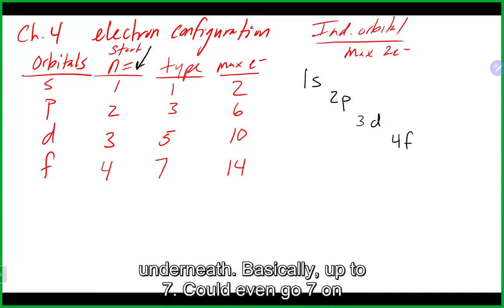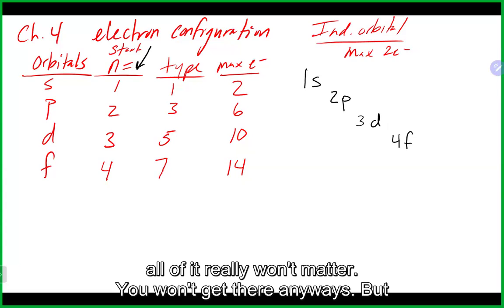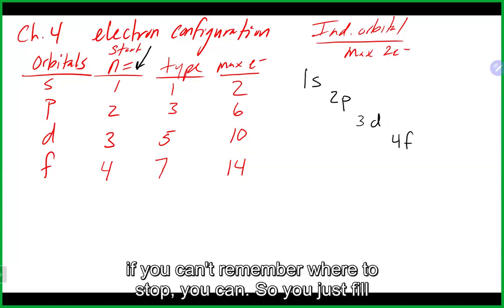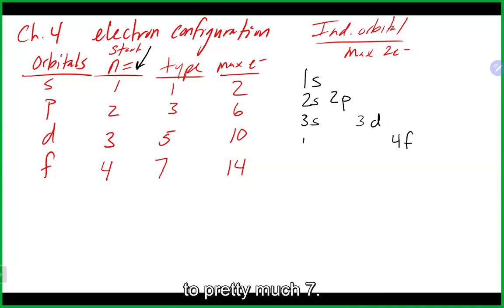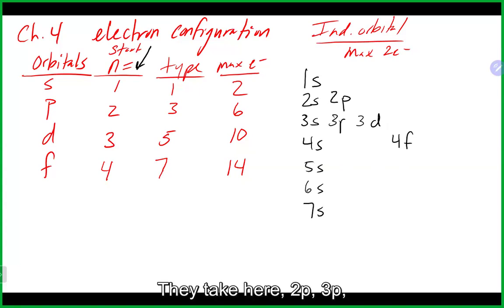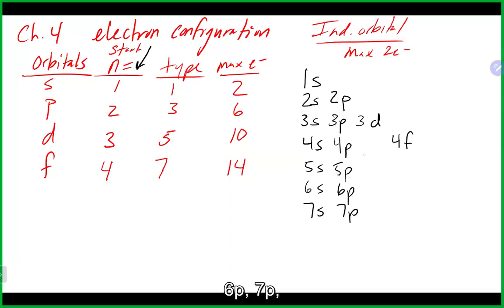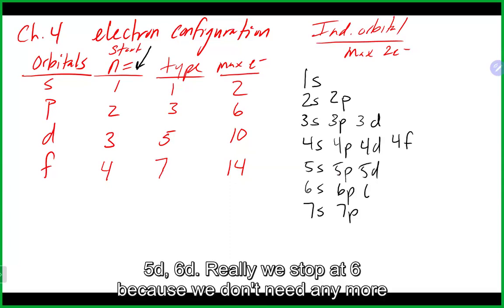You could even go 7 on all of them. It really won't matter. You won't get there anyways. But if you can't remember where to stop, you can. So you just fill in the numbers with the same letters underneath, again going to pretty much 7. Then you take here 2p, 3p, 4p, 5p, 6p, 7p, 3d, 4d, 5d, 6d.